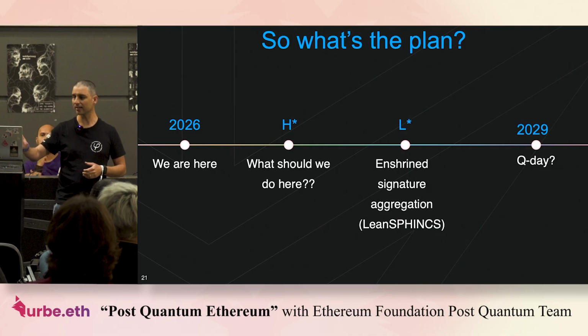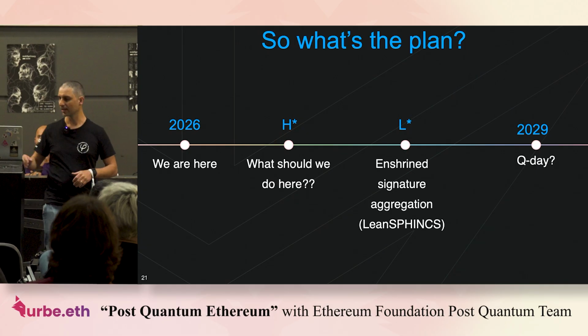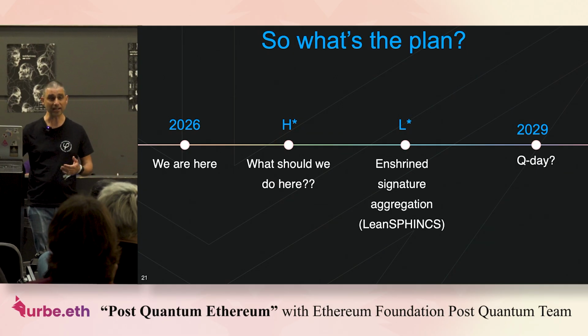So we know that. What we're going to show you in the next slides is what we are going to do between now and L star, because this is not clear yet. Because we actually want to start to have post-quantum signatures at the moment.